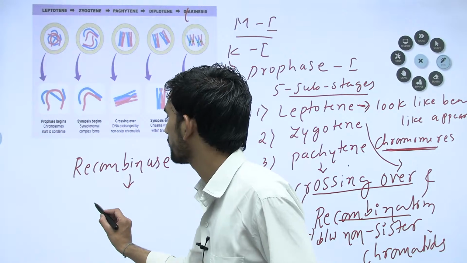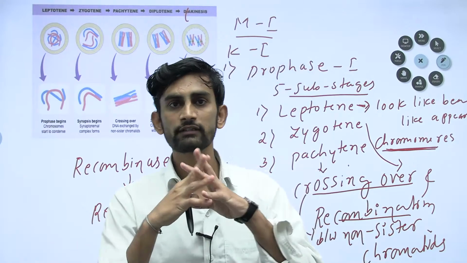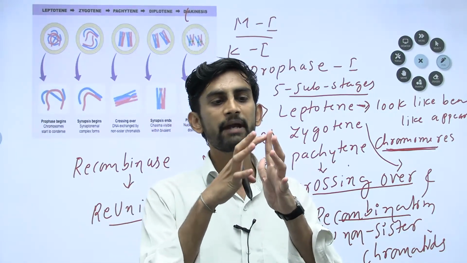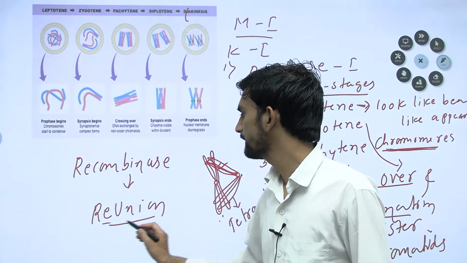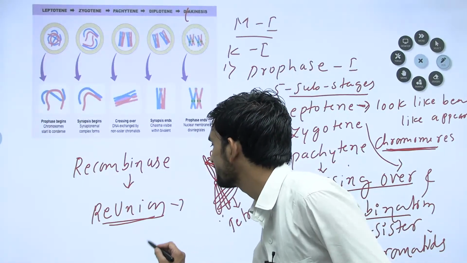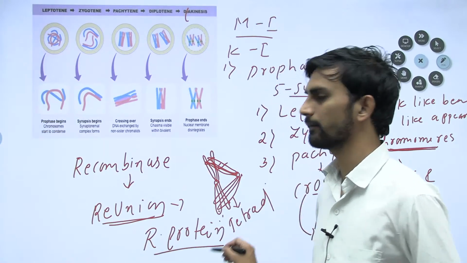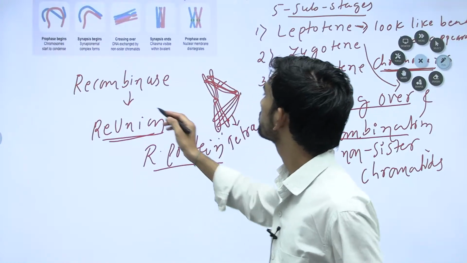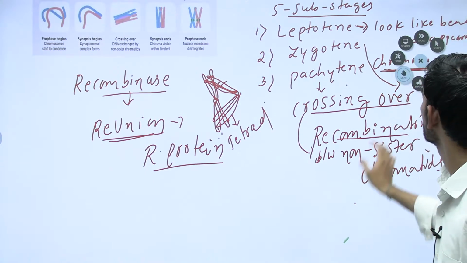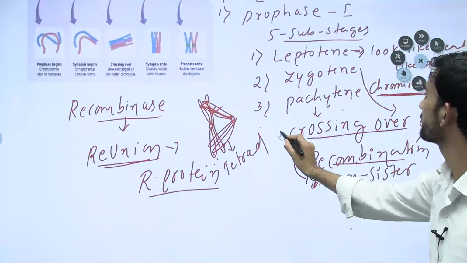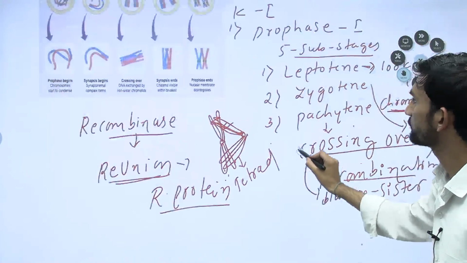Another enzyme is called the reunion enzyme. Reunion means once crossing over has occurred, they have to patch the broken part again. In that homologous chromosome, the broken part is patched or reunited by another enzyme called R protein. Both are very essential. You have to remember compulsorily R protein along with the recombinase enzyme. So these two different events occur in the pachytene stage. This is up to pachytene.